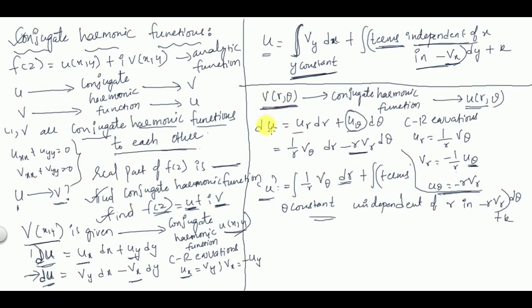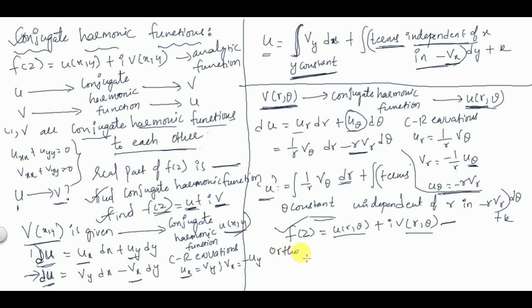So if you are given v of r comma theta, you have to find u of r comma theta. Once v of r comma theta and u of r comma theta are obtained, you can find f of z, which is given by u of r comma theta plus i into v of r comma theta. Sometimes in board exams they will ask you this. Once you have u of r comma theta and v of r comma theta, just substitute those values here, you will get the function f of z.